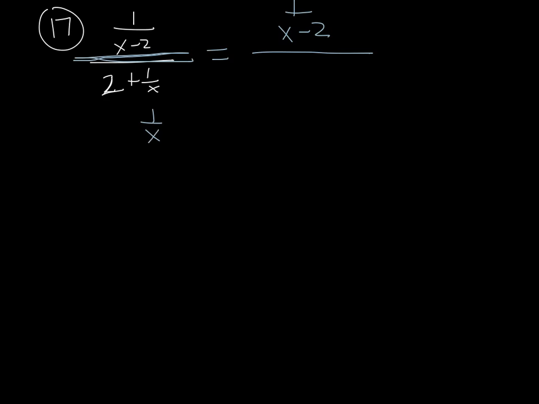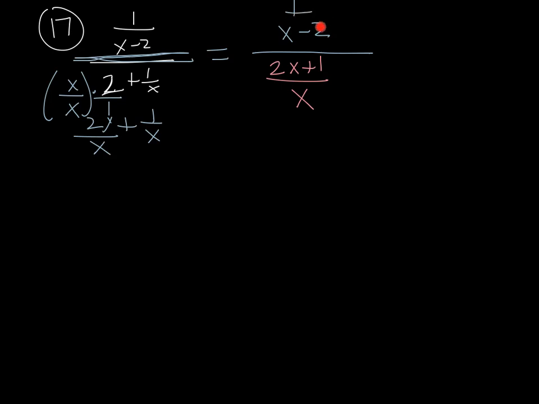So 1 over x. In this case, 2 is like 2 over 1. I'm going to multiply by x over x. Again, I'm not changing the problem at all. So I have 2x over x plus 1 over x. That's changing this bottom right here, the 2 plus 1 over x. Again, just change it so that I have a common denominator so I can add them together. So now I have 2x plus 1 over x.